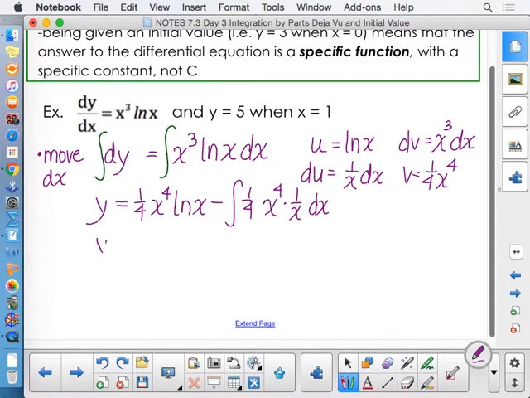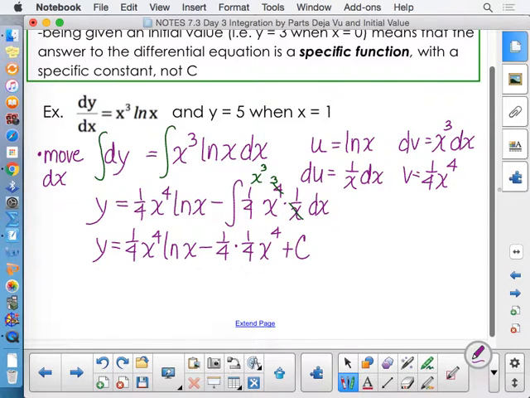We're going to get a bell here in a minute, so just ignore that loud buzzer when it rings. Okay, cleaning this up. The 1/4 can come out front, and one x factor here knocks out one x factor here. So we're really going to be integrating x cubed. We have a 1/4 constant that came out front. The integral of x cubed is 1/4 x to the 4th. We need to add our constant.